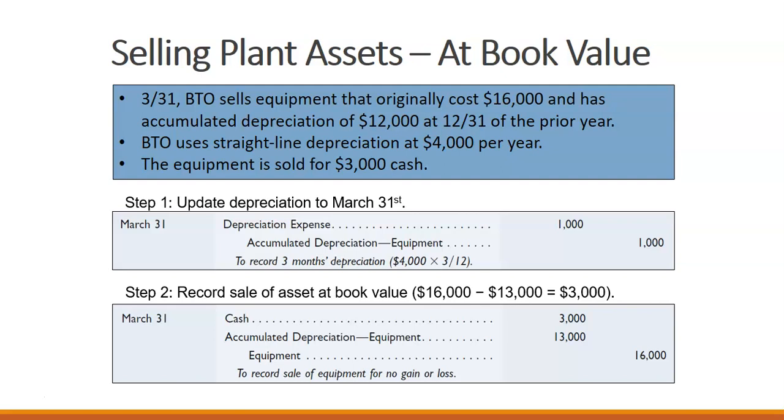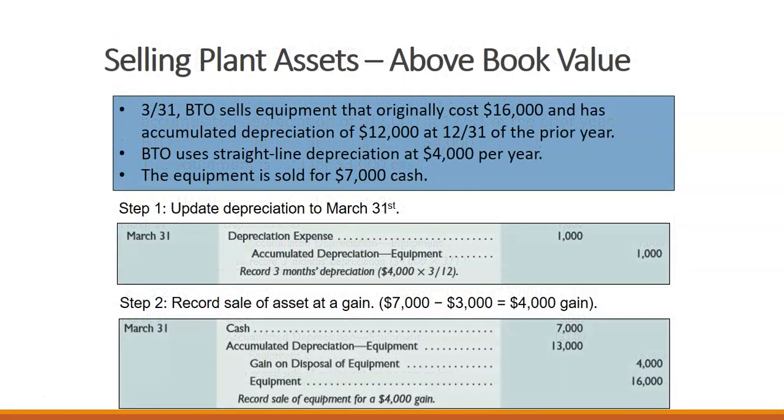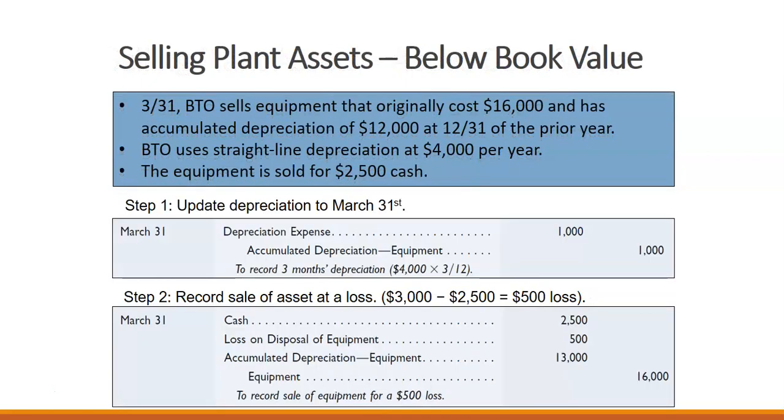Then we need to record the sale of the asset at book value. So we receive cash, we remove our accumulated depreciation from the records, and we remove our equipment from the records. If we sell that asset above book value, then we would also record a gain on the disposal of equipment. And if we sell that asset below book value, we would record a loss on disposal of equipment.